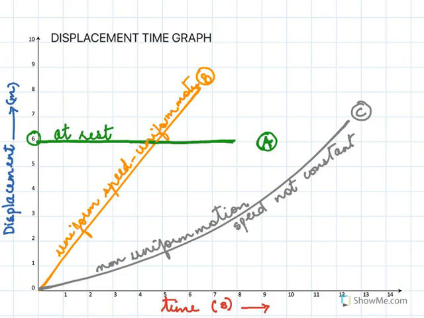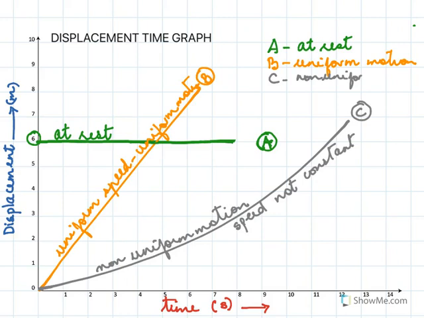So I just go over it again. Your body A was at rest. The body B was in uniform motion. And the body C was in non-uniform motion: unequal distances covered in equal intervals of time.